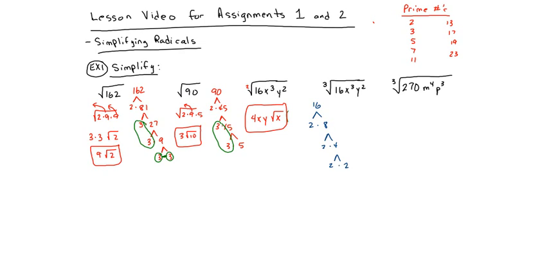Now I am looking for 3 of a kind because the cube root tells me to find 3 of the same kind. Well, right here is 3 of a kind. So that's the game we're playing here. We're finding 3 of the same type.